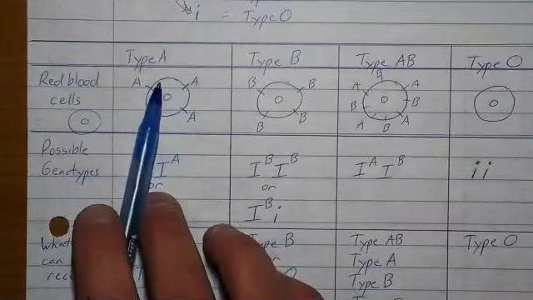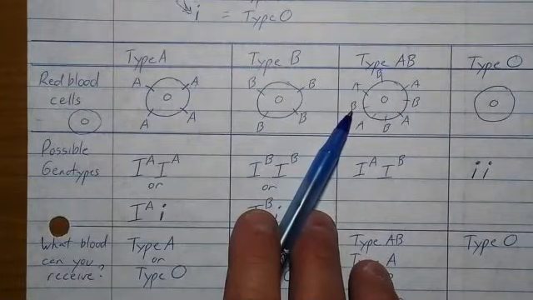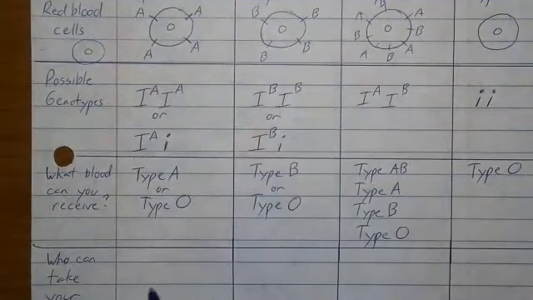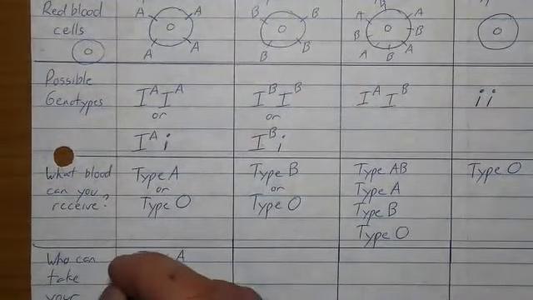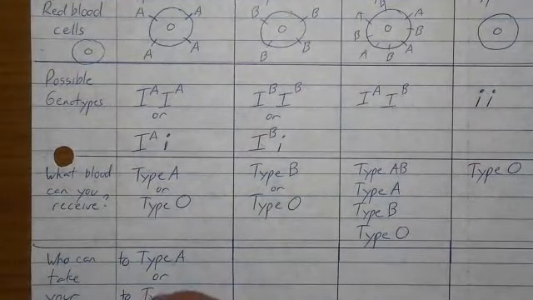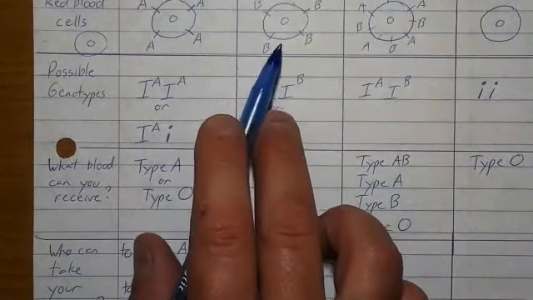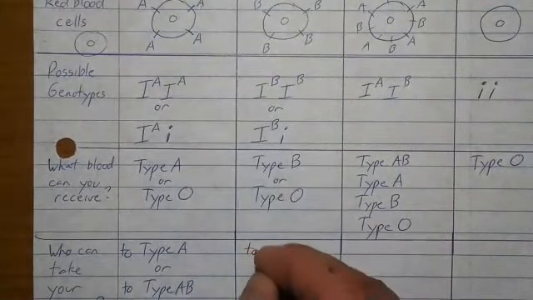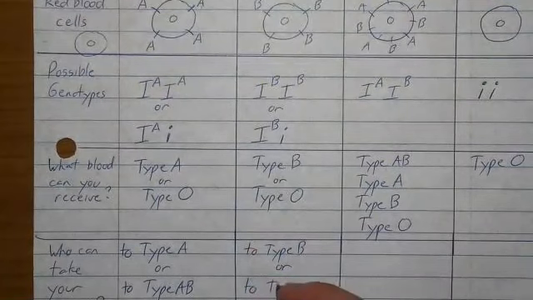All right, well, if I'm type A, if I have A's on the outside, I can't give it to type B people, so they're out. But I could give it to type AB people, okay? So I can give it to other type A people, or I can give it to type AB people. Anybody who accepts A's can take my blood. If I'm type B, anybody who takes B's can take my blood. So I can give it to type B people, or I can also give it to type AB people.